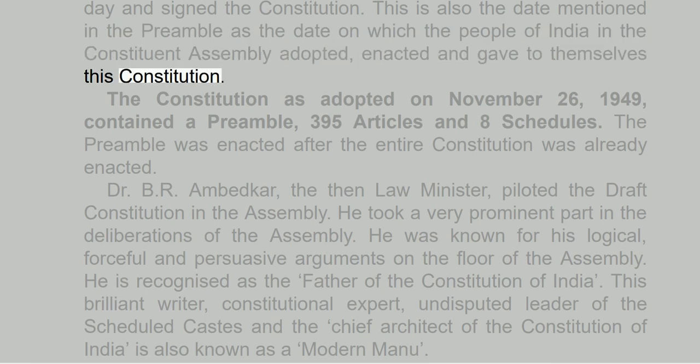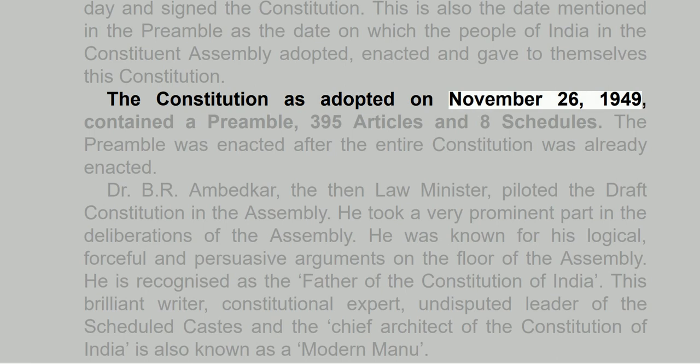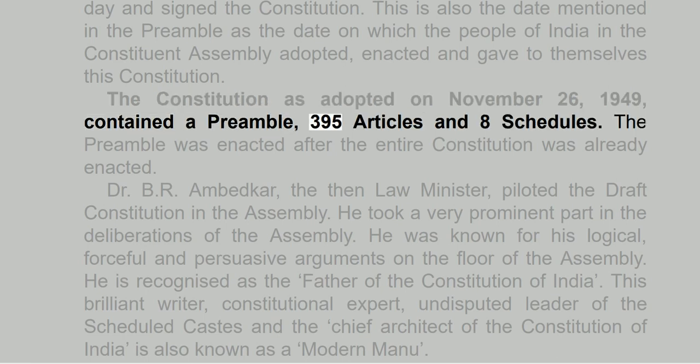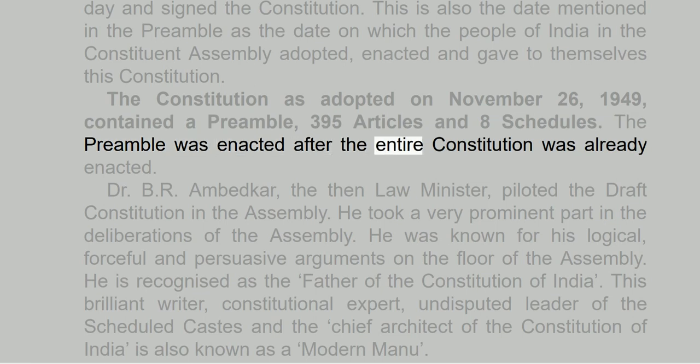The Constitution as adopted on 26 November 1949 contained a preamble, 395 articles and 8 schedules. The preamble was enacted after the entire Constitution was already enacted.